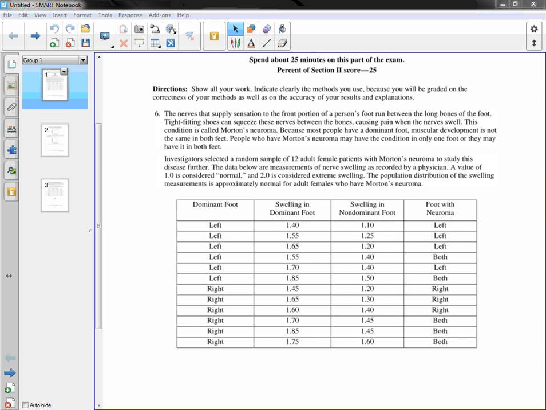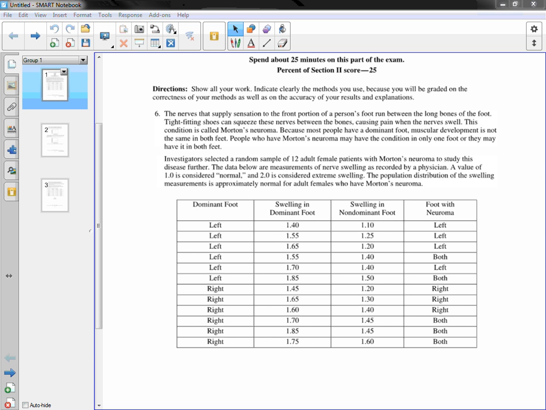It says, the nerves that supply sensation to the front portion of a person's foot run between the long bones of the foot. Tight-fitting shoes can squeeze the nerves between the bones, causing pain when the nerves swell. This condition is called Morton's neuroma. Because most people have a dominant foot, muscular development is not the same in both feet. People who have Morton's neuroma may have the condition in only one foot, or they may have it in both feet.